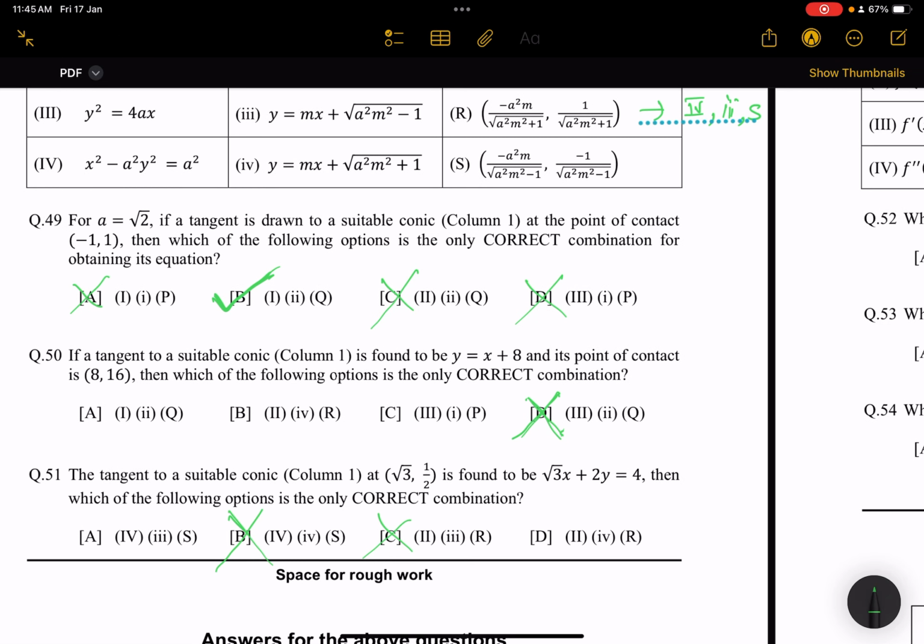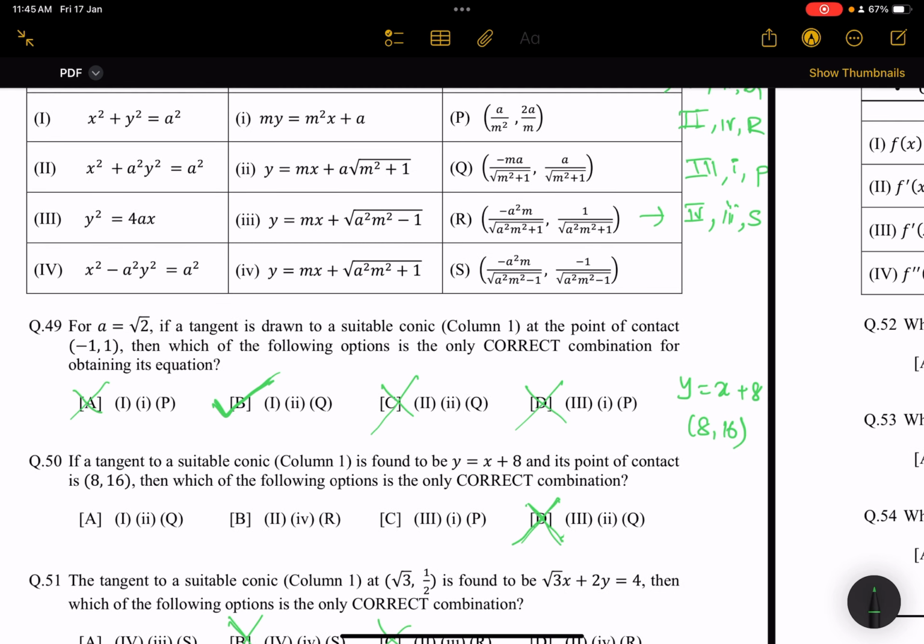If a tangent to a suitable conic is found to be y is equal to x plus 8 and the point of contact is (8, 16), which of the following options is the only correct combination? So it can be 1 either ellipse, or 1 is circle, or 2 is ellipse, 3 is parabola. We just have to find the right conic. Let us assume it is a circle.